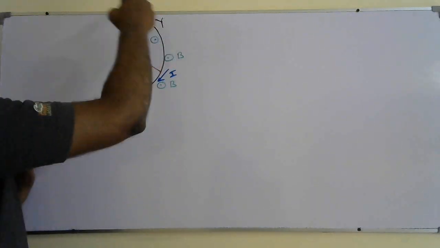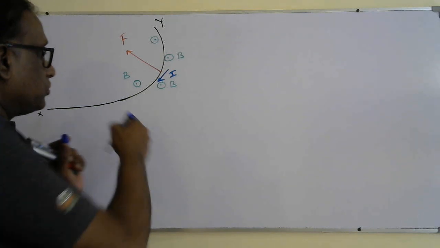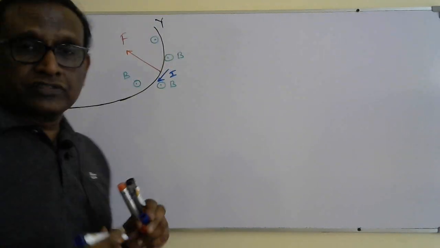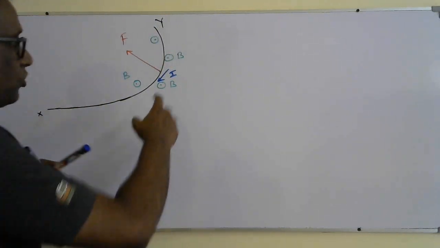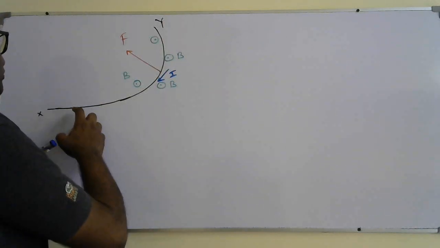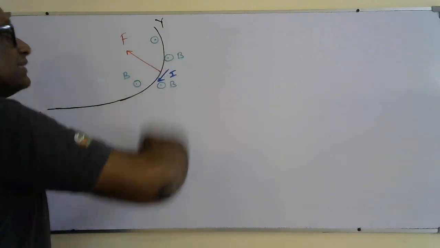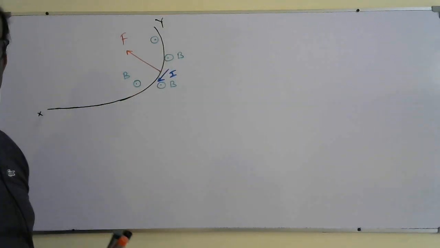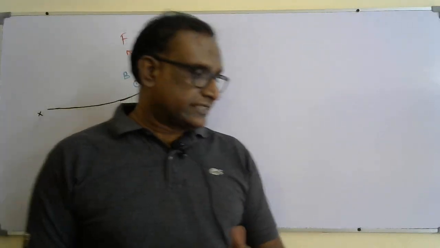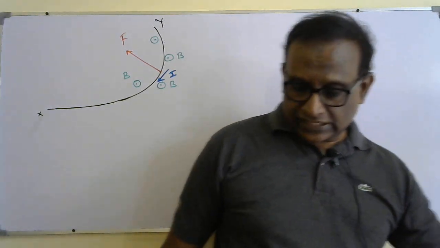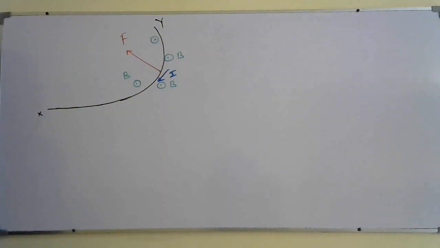The particle is moving from X to Y. We already know that due to the reduction in the radius of the orbit. Current flow is opposite to the direction of motion. Motion is from X to Y, but the current is in the opposite direction. That means it is a negatively charged particle. So the track is due to a negatively charged particle.